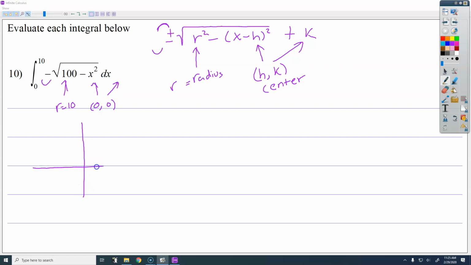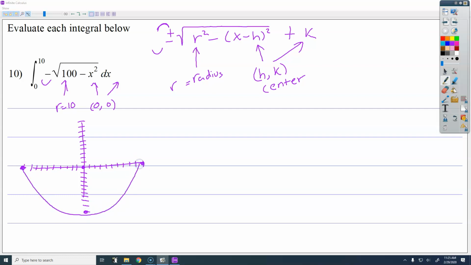So the first thing we're going to do is graph this. 0, 0, 10 to the right, 10 up, 10 left, 10 down, and we actually only need the 10 down. We didn't need the 10 up because it's an upside down circle, so it looks like this.